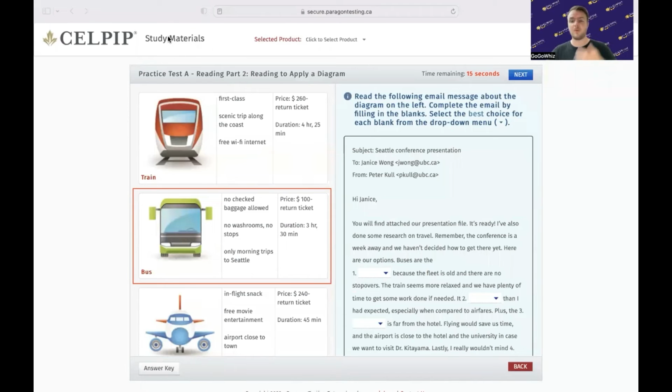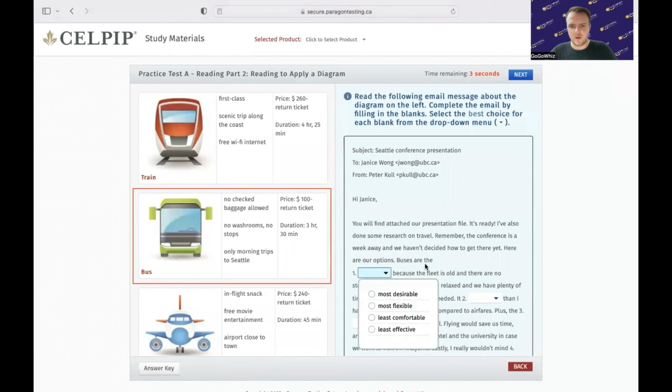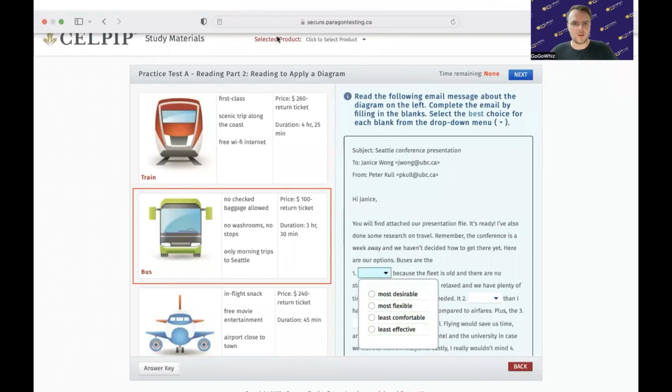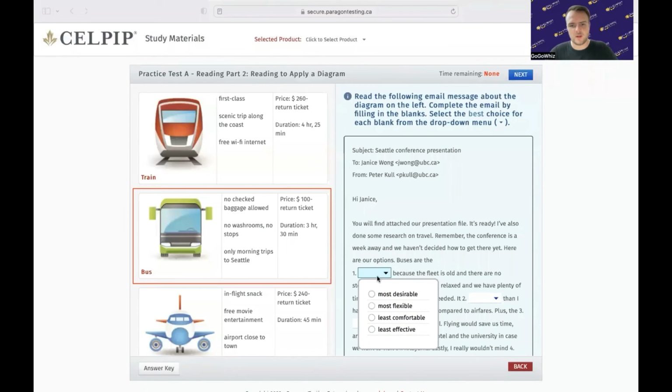If we see anything more positive, like buses are the best, right? No one's going to say buses are the best because they're old and terrible. So let's find out. Buses are: most desirable, most flexible, least comfortable, or least effective. I already see 2 that are positive here. Most desirable, that's not going to be it. You're not like, ooh, I really want old and terrible buses. And most flexible is also not correct, because we see that it's mentioning old and no stopovers. We have least effective and least comfortable.